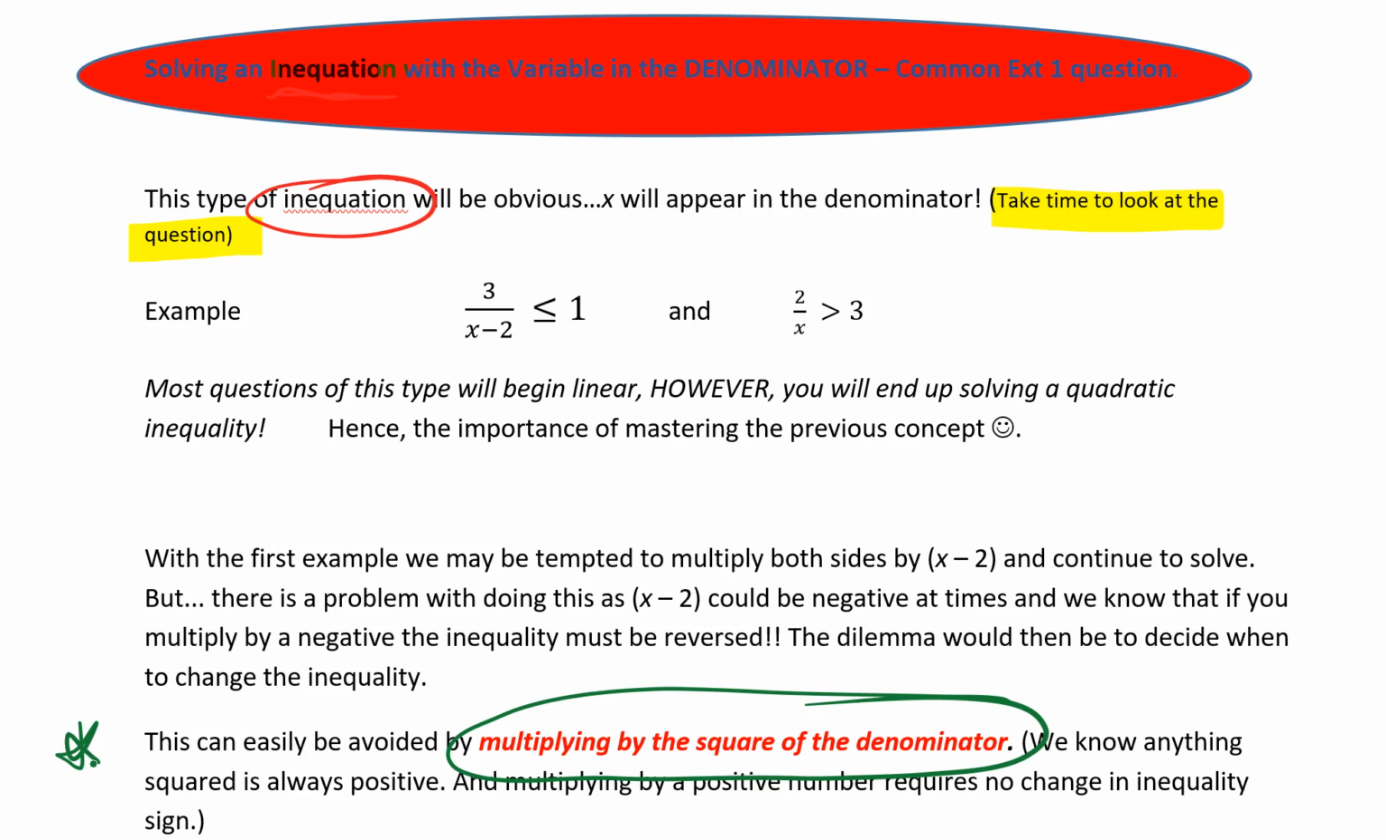So step 1, you've identified an inequality. Step 2, this inequality has a variable in the denominator. Step 3, multiply by the square of the denominator. If you want to write it out as simply as that, step 1, step 2, step 3, then please do that. Change these notes as much as you need to so that they're meaningful for you and they help you to learn the concept. That's what it's all about. You're learning this concept now.